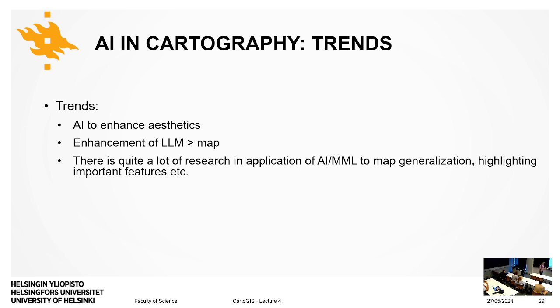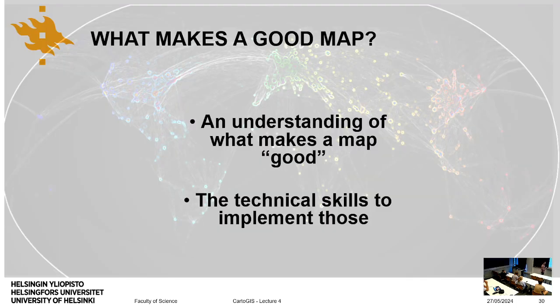So, yeah, I personally see AI being able to enhance the aesthetics at some point. I know better examples of this, something that works better. And there's already quite a lot of research about applications of AI and ML to map generalization. Like we talked about interactive maps and how you have to have different levels of generalization at different zoom levels. These are things that AI can really help with, and so on.